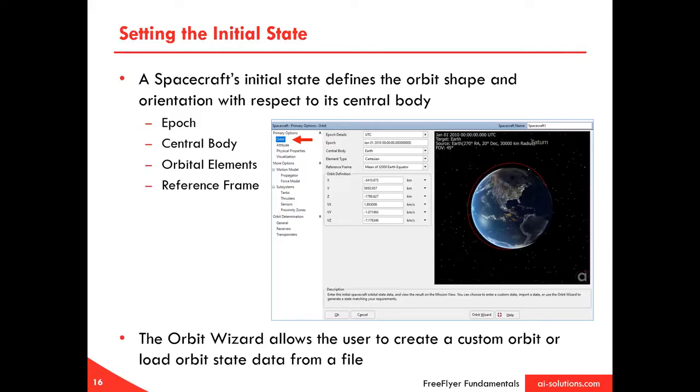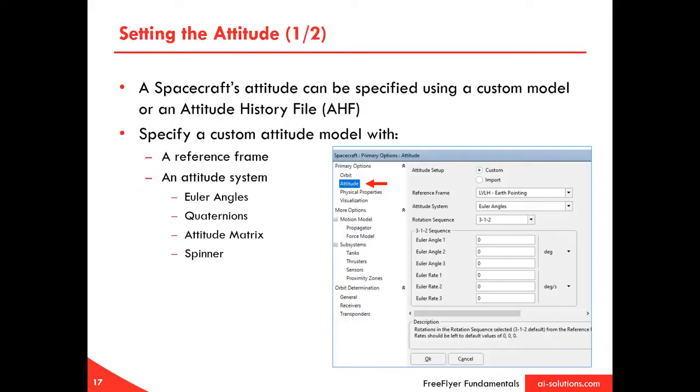We also have the Orbit Wizard, which provides some nice interfaces for creating a custom orbit or loading an orbit state from a data file. Next, we have the attitude page of the spacecraft object editor, which lets you either choose a custom attitude model or import your attitude from an attitude history file.